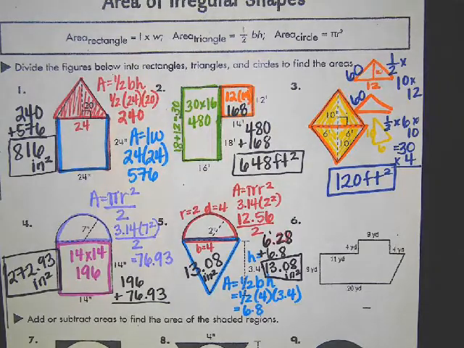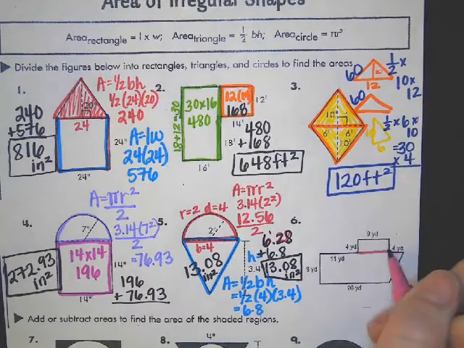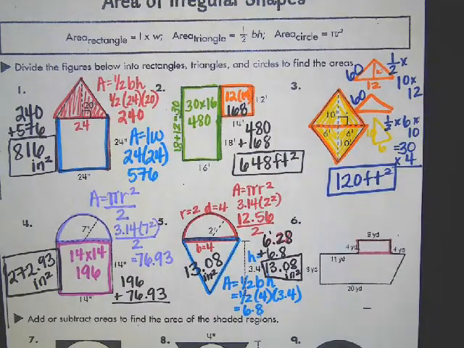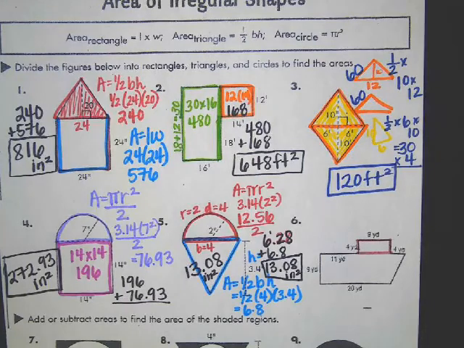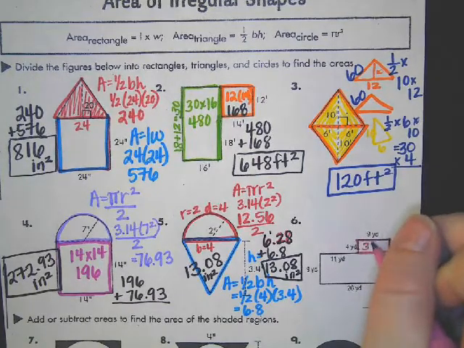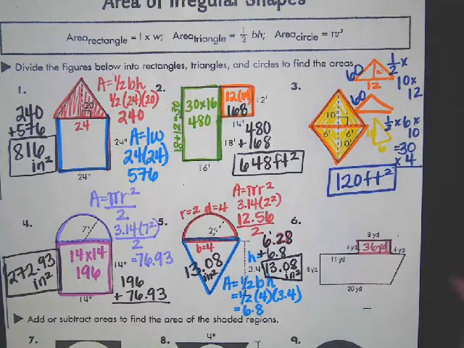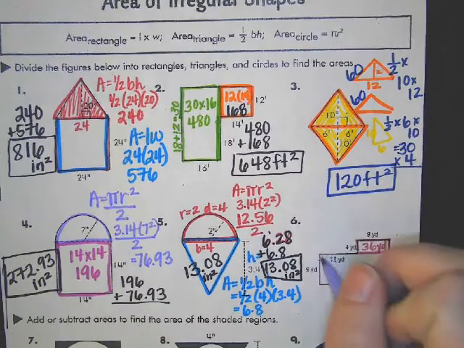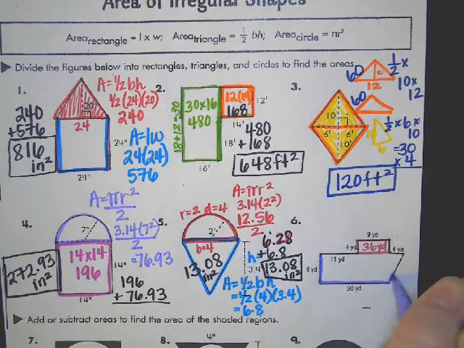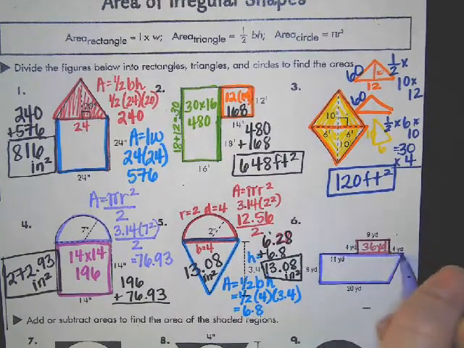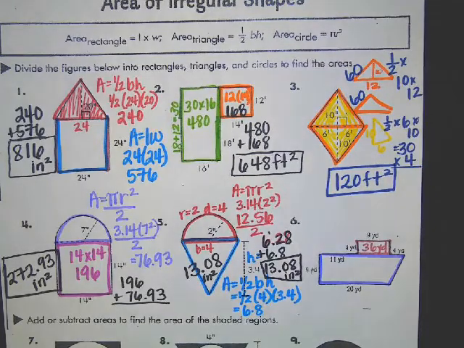Now, number 6 is a very interesting shape. If you'll notice, it looks like a submarine, and I have a rectangle right here. It's a 9 by 4. 9 times 4 is going to give me 36 yards. This second shape that I'm looking at looks very similar to a trapezoid. Now, we have been doing the trapezoid area, so let's see if we can solve this together.